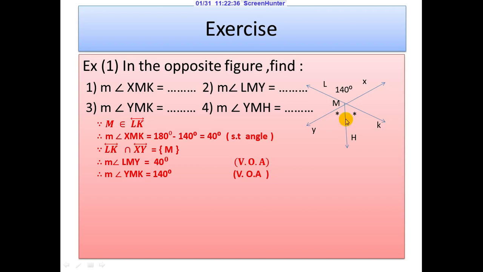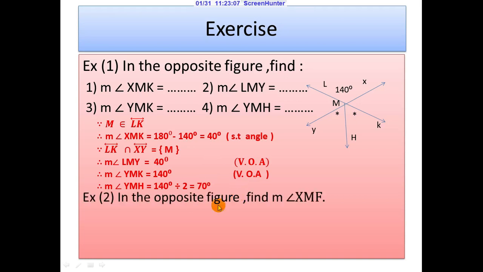Okay, because we have here a bisector MH, so how to find YMH? We know the measure of angle YMK equal 140, so by dividing 140 divided by 2, each one will equal what? Equal 70 degrees. So we can also write this way: measure of angle YMH equal 140 divided by 2 equal 70 degrees.